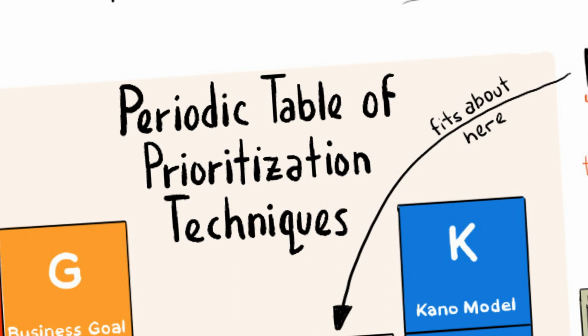I found this really interesting concept of prioritization techniques from a guy named Daniel Zacharias, who's a product management consultant in Lisbon, Spain. He came up with this concept of taking all these prioritization techniques from different industries and laying them out in a way that looks like a periodic table.